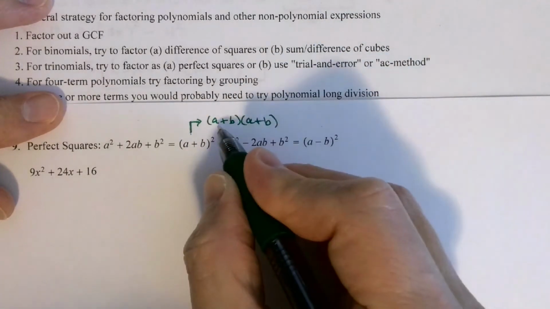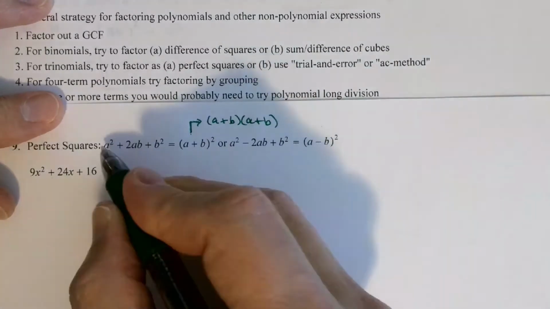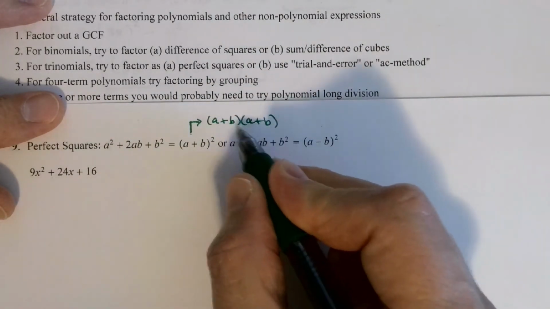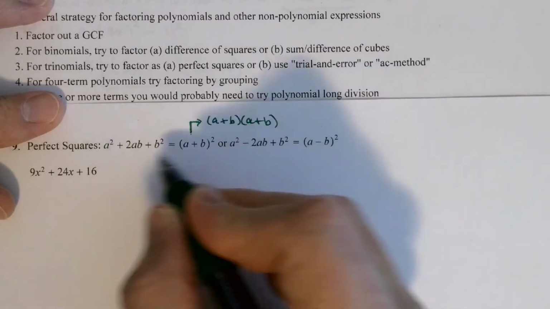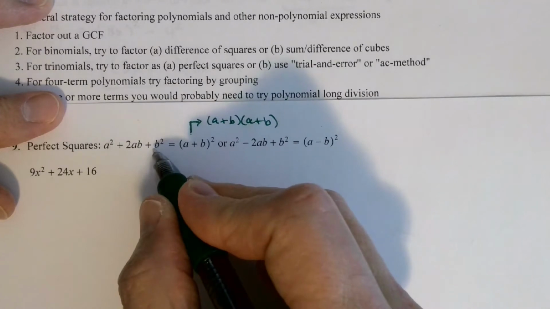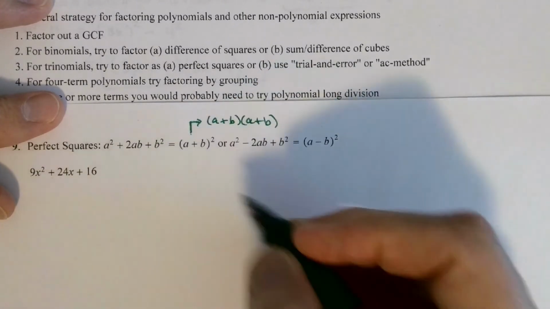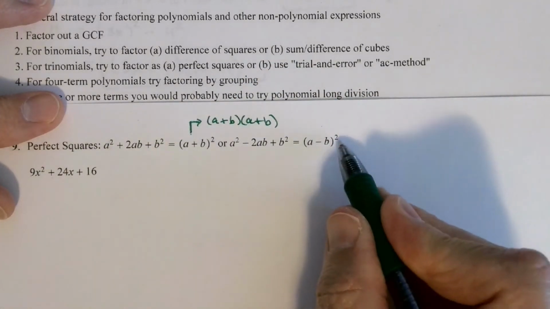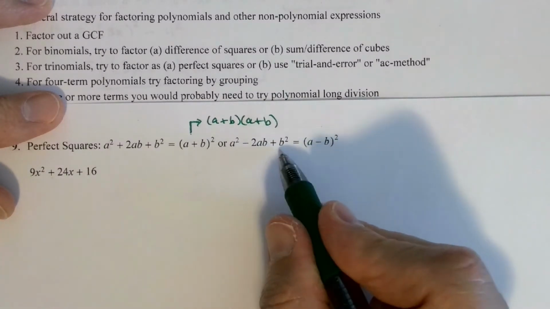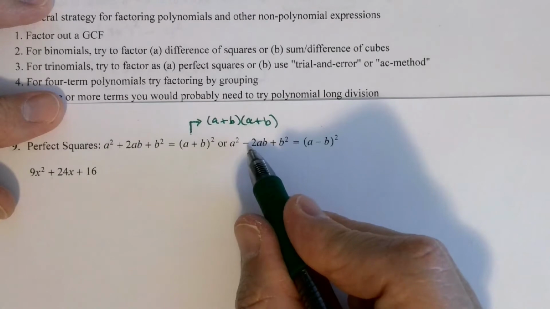And foiling this out gives me a times a is a squared. That's the first term here. The outer is ab and the inner is ab. So ab and ab is what? 2ab. And last times last gives me b squared. Similarly, if I have a minus b quantity squared, that's going to fall out as a squared minus 2ab plus b squared. So the minus sign puts the minus there.